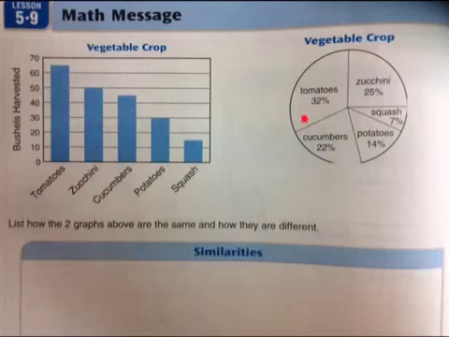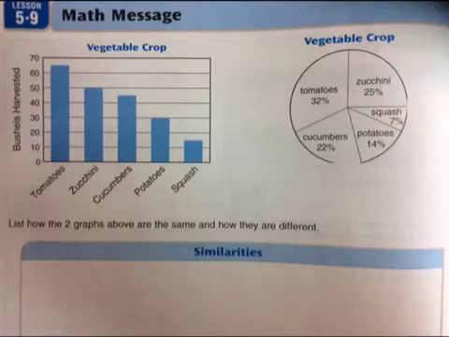And how many of them, what percent are tomatoes? 32. And what does that mean? Well, in tomatoes, we actually have 65. So 65 is 32%. Okay? 65, 32%. So this is almost double this one, as you can see.